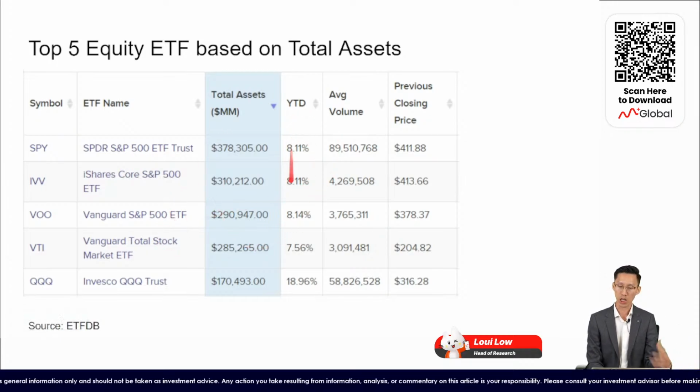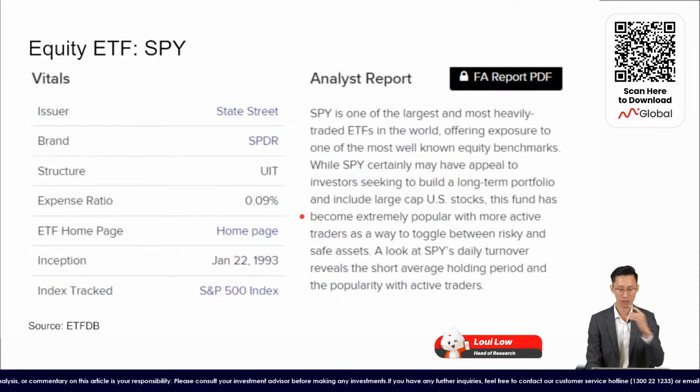Okay, but generally speaking, if you are tracking the S&P 500, the performance shouldn't go too far off. For instance, SPDR is 8.11%, Vanguard is 8.14%. So it shouldn't go too far off. Okay, just to give you an idea, SPY is from the issuer State Street. The expense ratio is 0.09%, and inception is since 1993.